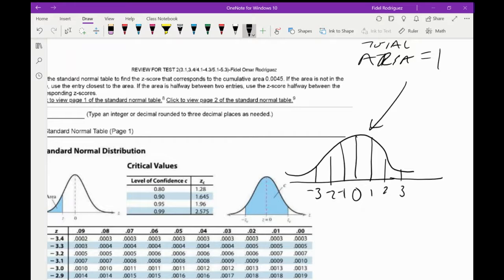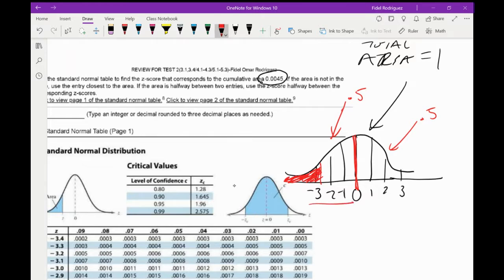And we said our probability has to add up to 1 or 100%. Now they're telling me that we're trying to find a z-score where the area to the left is 0.0045. So if I know the whole area is 1, then the area on this side would be 0.5 and the area on that side would be 0.5, right? And I'm looking at 0.0045, so it's going to be somewhere much smaller than that, okay?